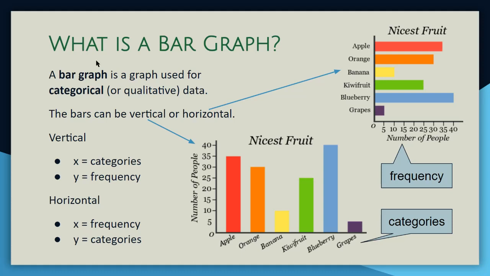You'll notice in these examples that the bars can be vertical or horizontal. So the one in the upper right corner, we have the frequency on the x-axis, and we have the categories on the y-axis, and that produces horizontal bars. And then you'll notice at this graph at the bottom, we have the categories on the x and the frequency on the y, which is what we did for our line graph, and that produces vertical bars.